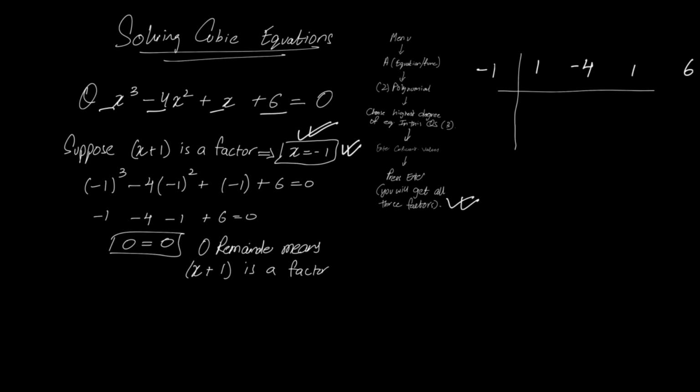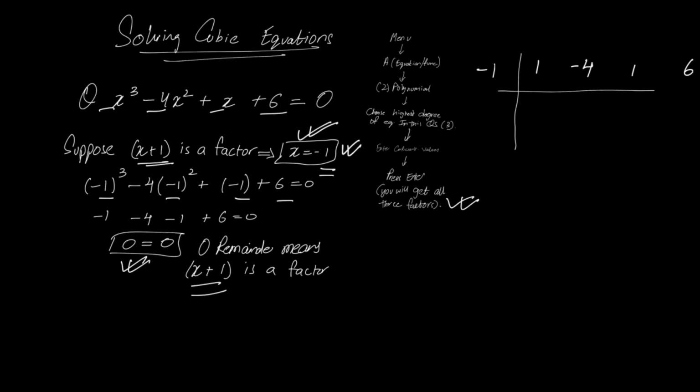So the people who don't have the calculator will actually do it with the trial and error method. In the trial and error method, you will suppose a value of x. For example, we'll suppose that x plus 1 is a factor, and we'll place minus 1 in the value of x, and you will get 0. So that means that x plus 1 is a factor.